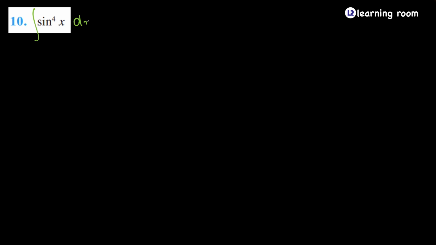So the 10th problem is integral of sine power 4x dx. So how are you supposed to proceed? What can it be split as? See, it can be split as 1 into 3, or 2 into 2. Okay, you want me to split it as sine cube x into sine x? Let's see what is the advantage or disadvantage of it. So sine cube x into sine x dx, if I want to take sine x as t, then what will be the derivative? Cos x dx should be there. But in this case, it's not there.